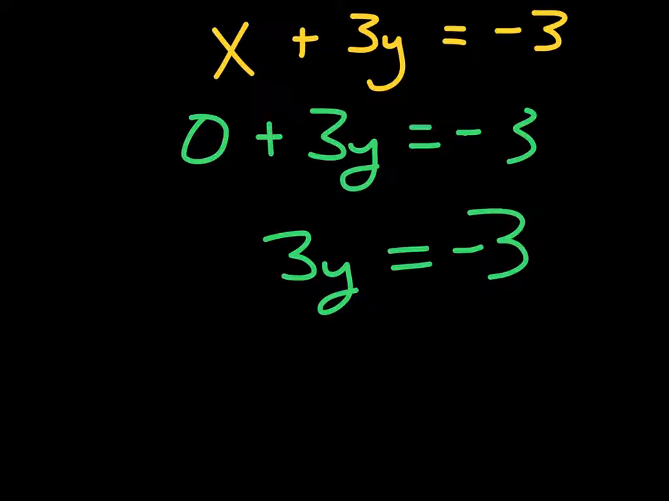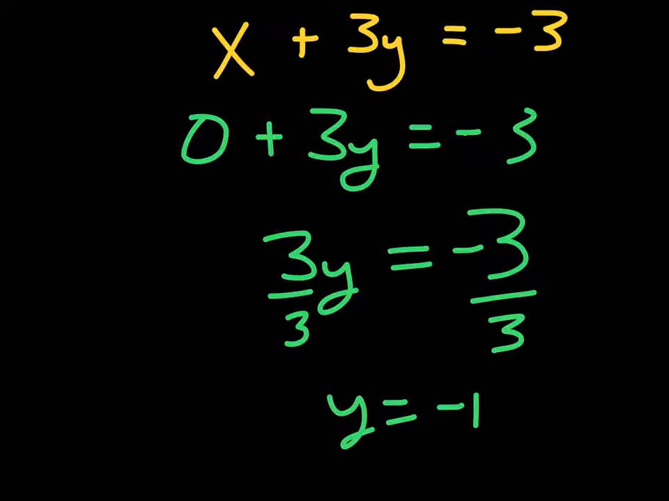I haven't solved for y yet. In order to solve for y, I need to divide by 3 and divide by 3. When I do that, I should get y equals -1. So the y-intercept is -1, or it's at the point (0, -1). Remember, the y-intercept is always going to have an x-coordinate of 0.